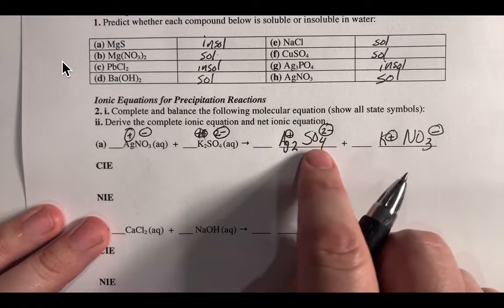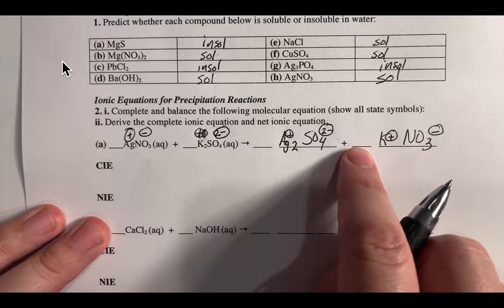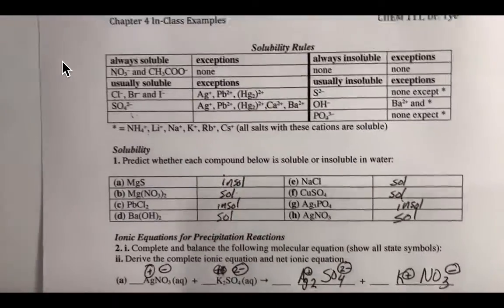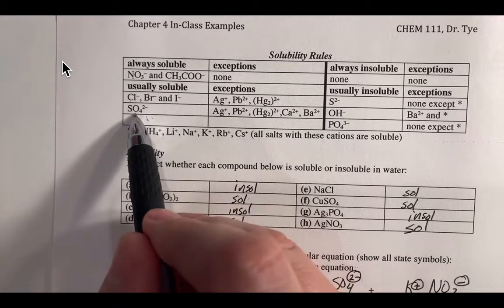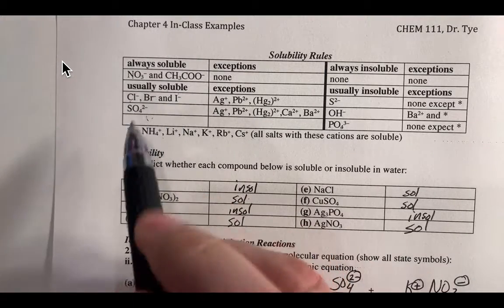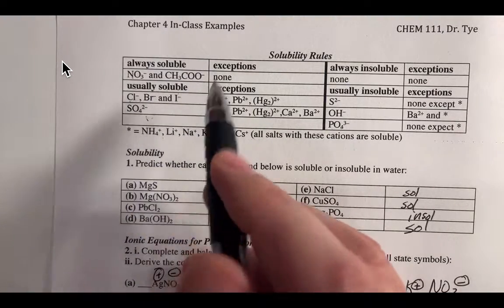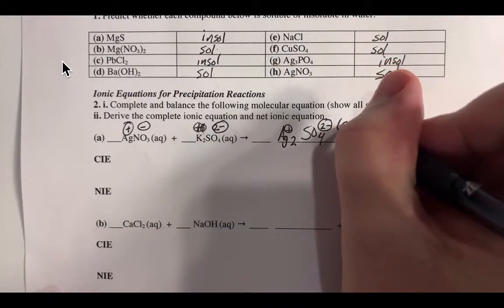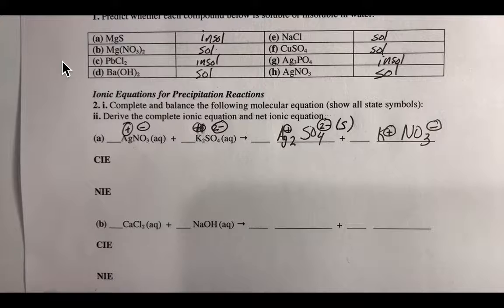So now I have 2 compounds, and I use the solubility rules. So this is silver sulfate. Sulfate salts are usually soluble. However, silver sulfate is an exception. So silver sulfate is insoluble. That means it gets an S. It precipitates out of the solution as a solid.